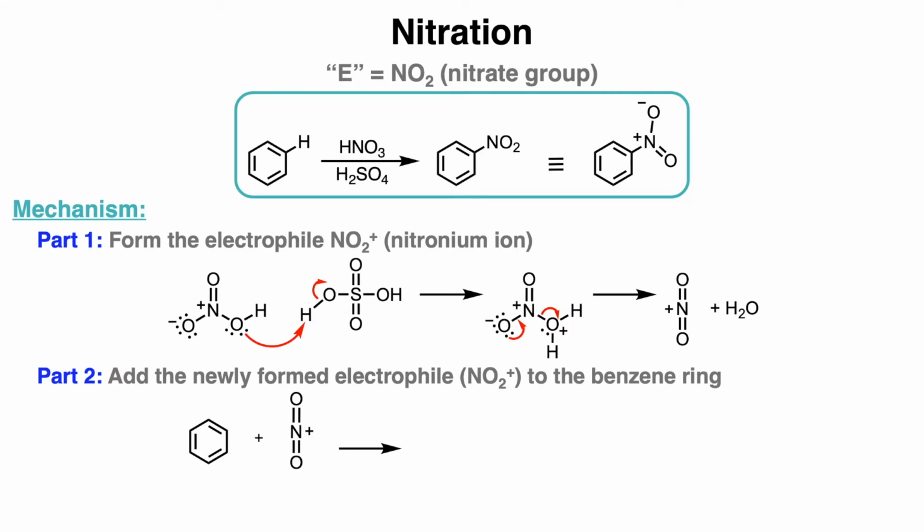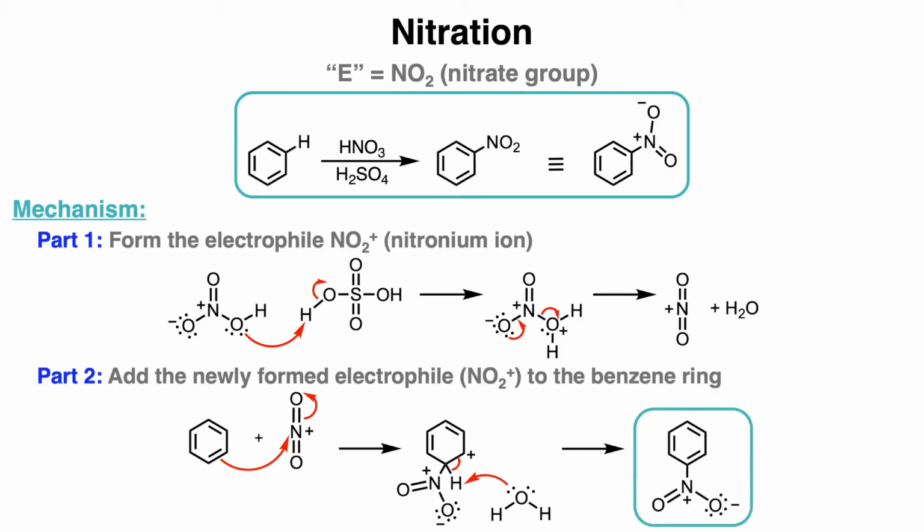Then in the second part, we're going to add the nitronium ion to the benzene ring. One of the pi bonds in benzene attacks the nitrogen in NO2+, causing one of the pi bonds to form a new lone pair on oxygen. Then water deprotonates a hydrogen atom in the sigma complex, and aromaticity is restored in the product.